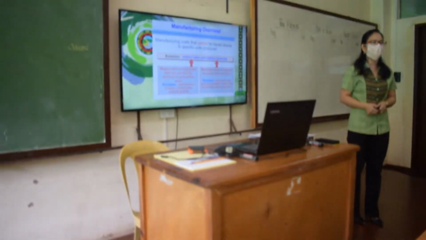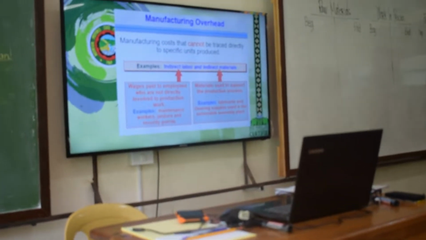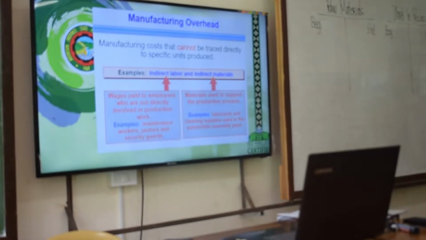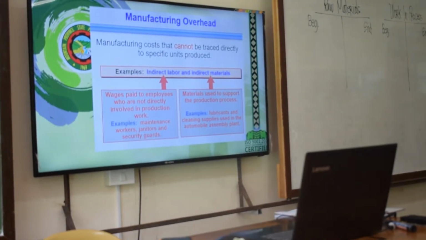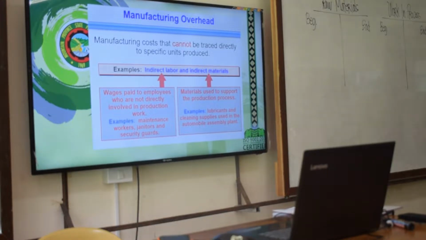And the third cost under the manufacturing cost is what we call the manufacturing overhead. These are the costs that we really cannot trace in a product. We cannot see them in the product as a tangible one. But those are necessary in coming up with a finished product.